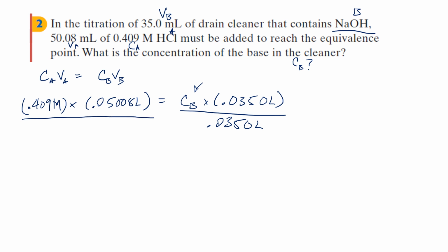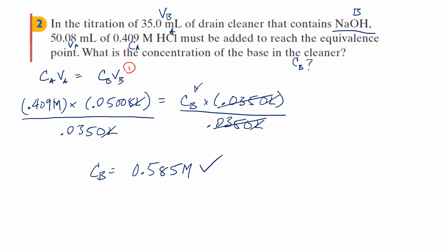So divide all of you by 0.0350 liters. Liters cancel. In fact, on this side, the numbers cancel. Liters cancel here. So I'm going to be stuck in molar. So Cb, if you did the math right, will be 0.585 molar. Great. So all I did was, number one, I wrote down the equation. Number two, I labeled all of my variables. I plugged in, and then I solved.